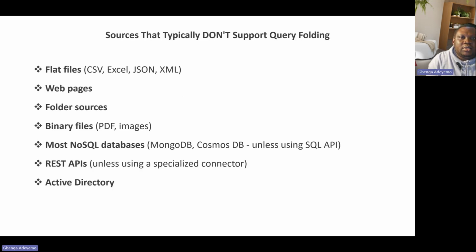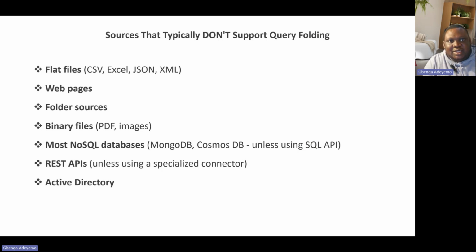Now, there are data sources that do not support query folding. For example, flat files like CSV, Excel, JSON, XML, those kinds of sources do not support query folding, right? Web pages, when your data source is a web page, does not support query folding. Folder sources, binary files, PDF, images, do not support query folding. Most NoSQL databases are non-relational, right? So they do not support query folding. REST APIs, right? Active Directory.